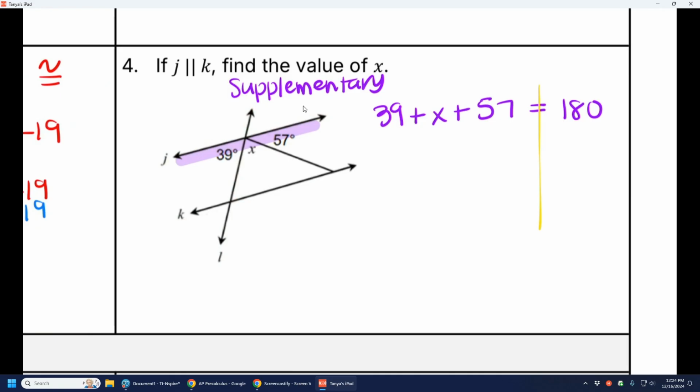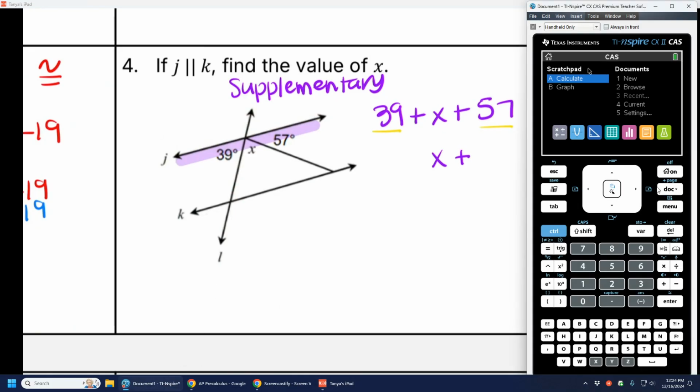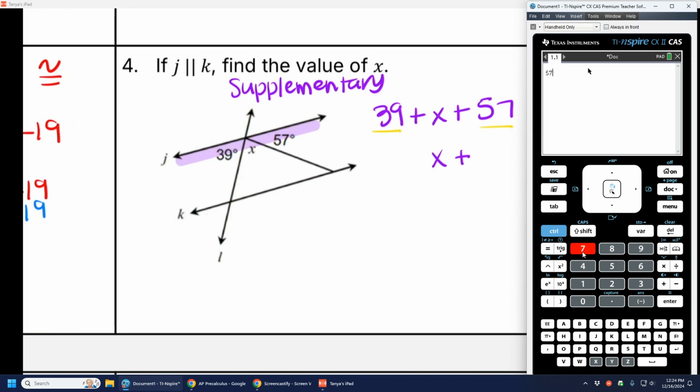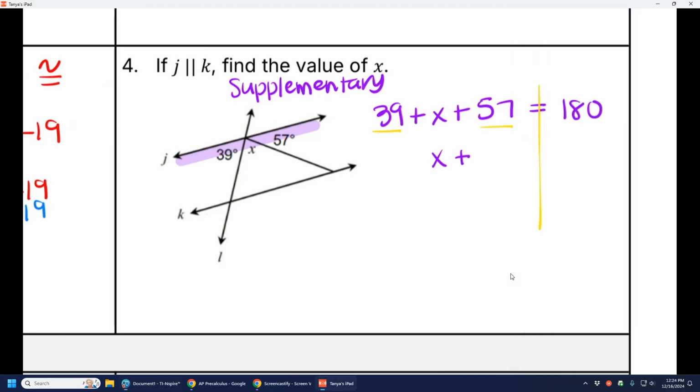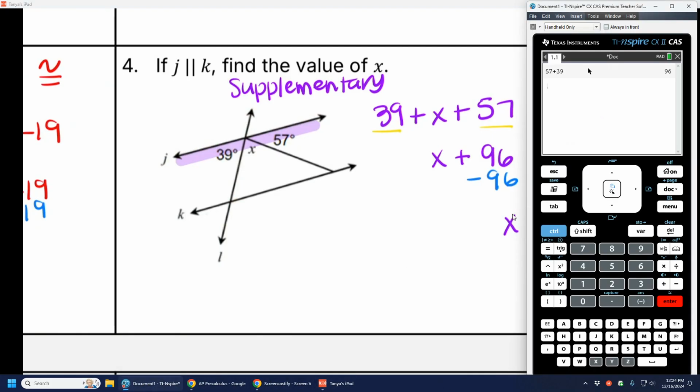Okay, so we're going to combine our like terms. There's only one x, but 57 plus 39 gives me, I'm not sure, let's use my calculator. 57 plus 39. That gives us 96. Then we're going to subtract 96 from both sides, which leaves me with x equals 84.